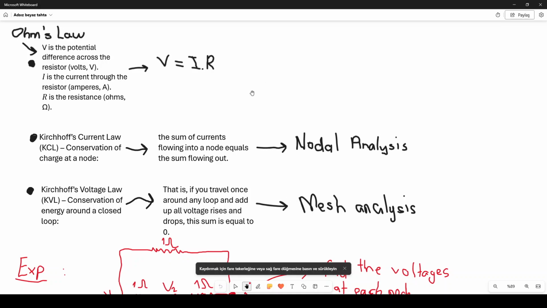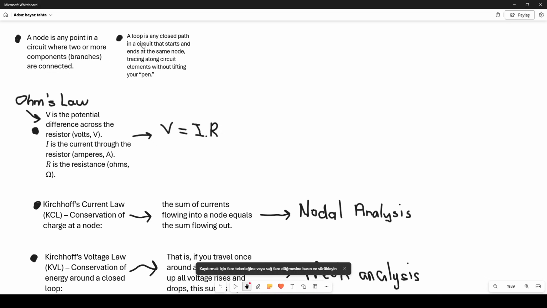Before proceeding to an example, let's first understand some terminology, because in nodal analysis and mesh analysis we use the terms node and mesh. A loop, or mesh, is any closed path in a circuit that starts and ends at the same node. You start at a node and follow the current through a closed path, and if you reach the same point, then you have a closed path, which is called a loop or a mesh. A node is any point in a circuit where two or more loops or meshes are connected. So to find a node, you look at the intersection points of these different meshes or loops.